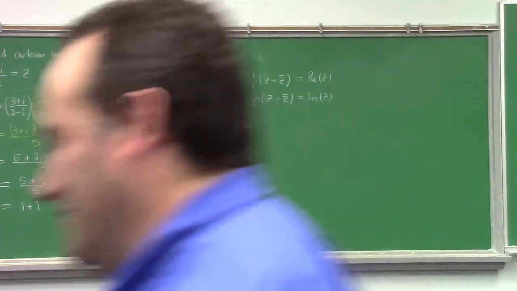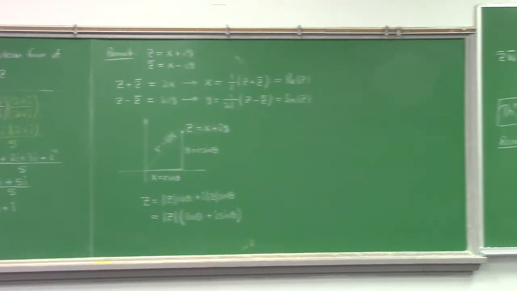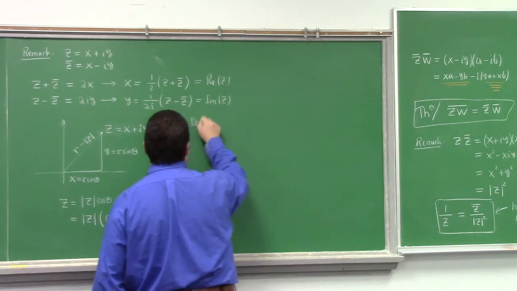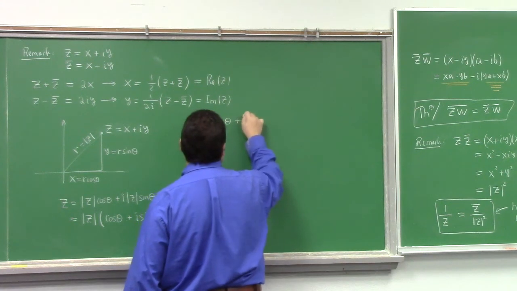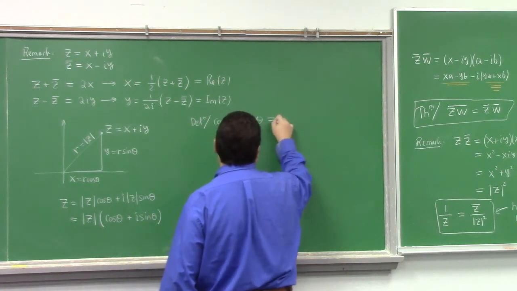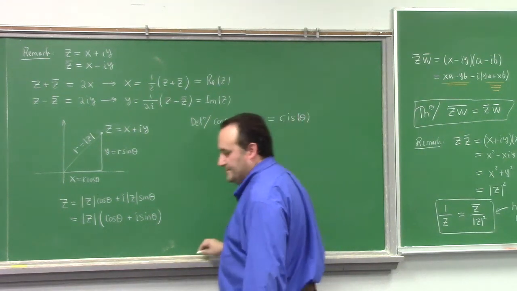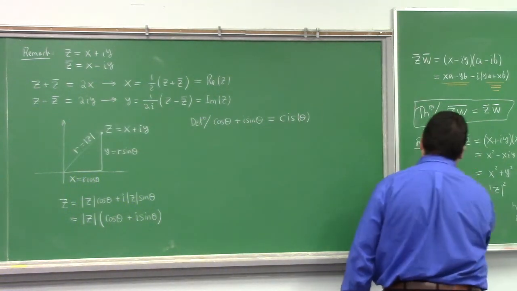Your book has a name for the thing I just wrote down in terms of sine and cosine. Your textbook likes to call what I just wrote down, well, let me just give you the definition here. Definition: cosine theta plus i sine theta. They like to call this CIS theta. This is probably the last time I'll write that in here. I do not like this notation. I don't think it's healthy. I don't think it's good.